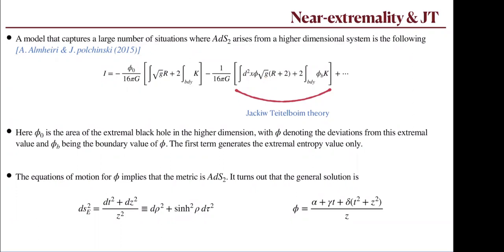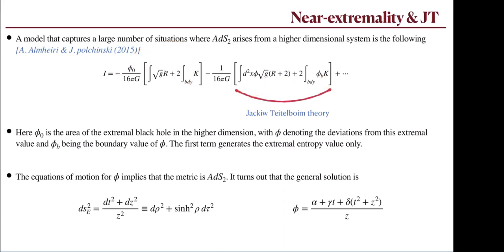So in extremality, you have phi naught, and phi captures the deviation from the extremal value. You can think of it that you start with a phi naught, you add an extra perturbation, and that is your phi. If you do that, you end up with this kind of setup from a higher dimension, where phi b is basically the value of phi at the AdS2 boundary, okay? If you solve the equations of motion, this part does not contribute. You can calculate directly from here.